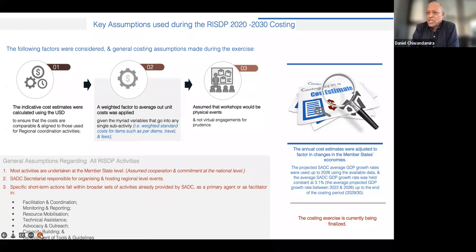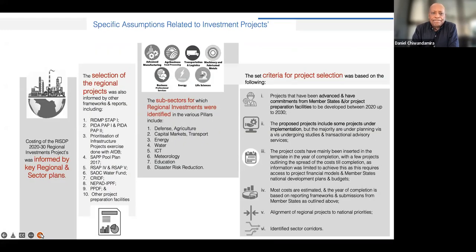The annual cost estimates were also adjusted to factor in the realities in the member states' economies, i.e., if we're assuming that there'll be growth of the national economies, this was also used to factor in the way the costs were arrived at. In terms of investment projects, the investment costs were based on the key regional and sectoral plans. And the selection of the regional projects was informed by these frameworks and reports, and I won't go through all of them. And I'm sure my colleague from the AFDB will also touch on some of the major infrastructure projects that are planned during this particular period.